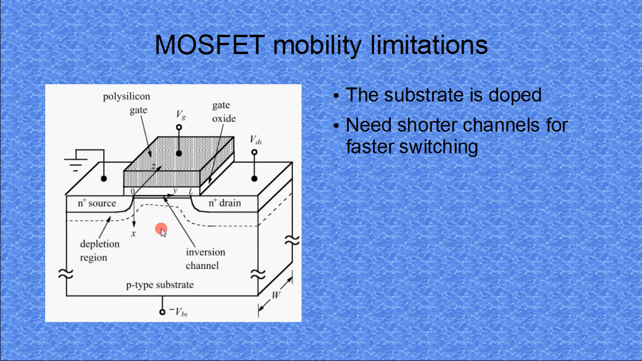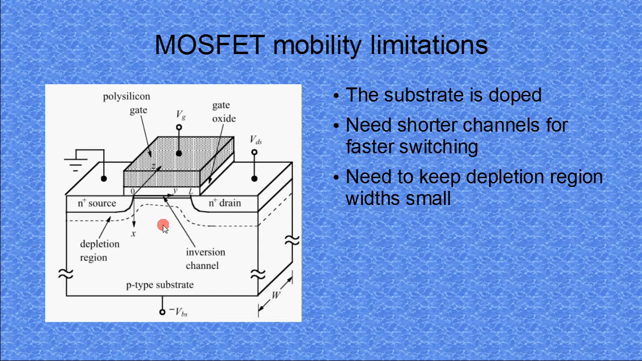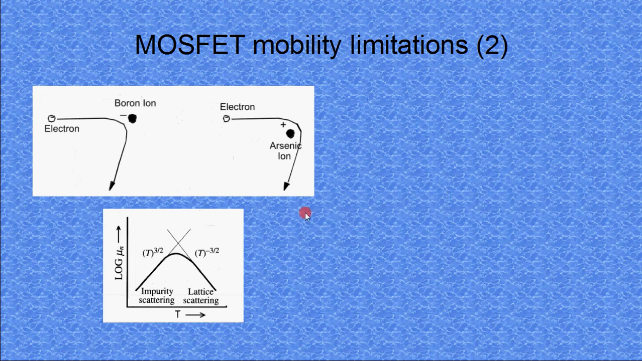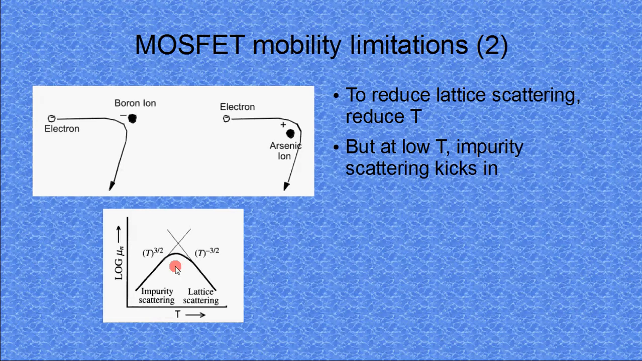But this is a problem because if we increase the concentration of p dopants in this substrate, the mobility takes a hit, because as we learned, impurity scattering has this sort of a relationship with temperature. That is, at low temperature the more important type of scattering is impurity scattering. So when the electron is slow moving, it is easily affected by charged centers, and so it's not easy to get high mobility even at lower temperature.